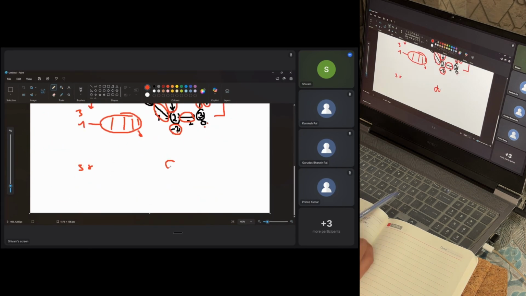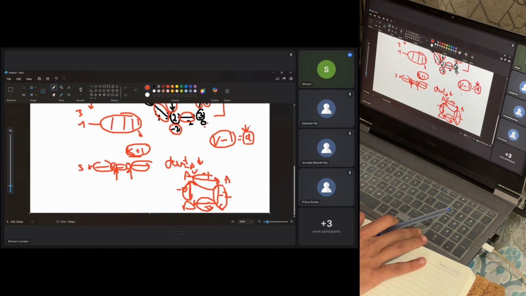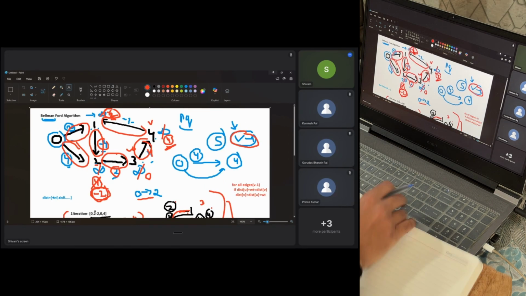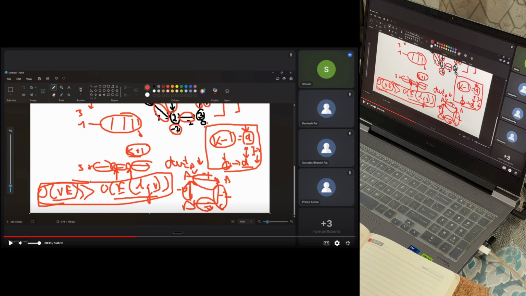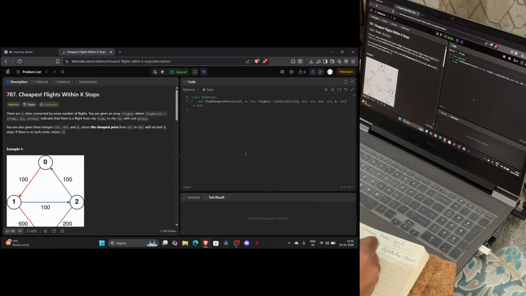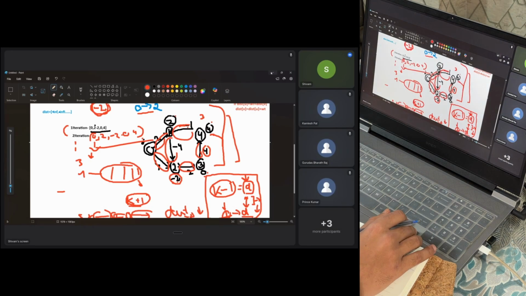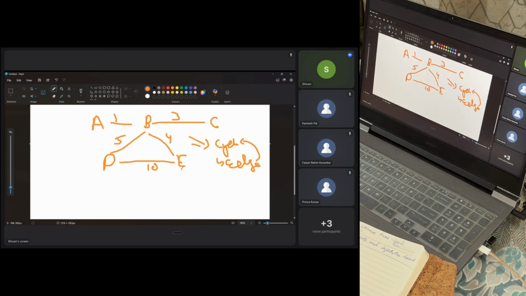It works by repeatedly relaxing all edges and updating distances, and after V-1 iterations, it guarantees the shortest paths. An added advantage is that it can also detect negative weight cycles, which Dijkstra simply cannot handle.